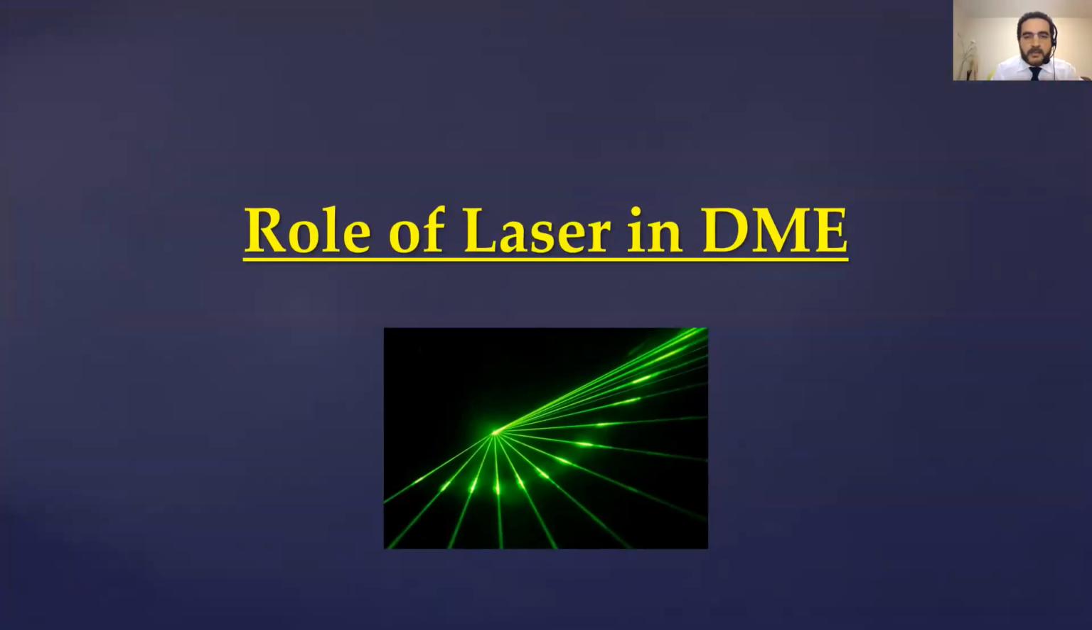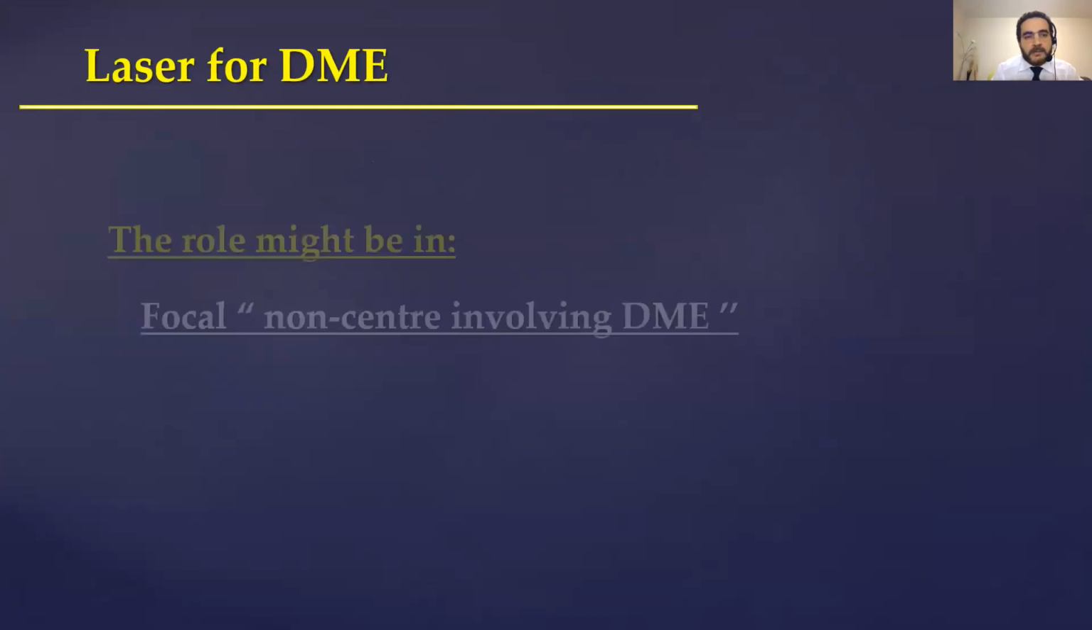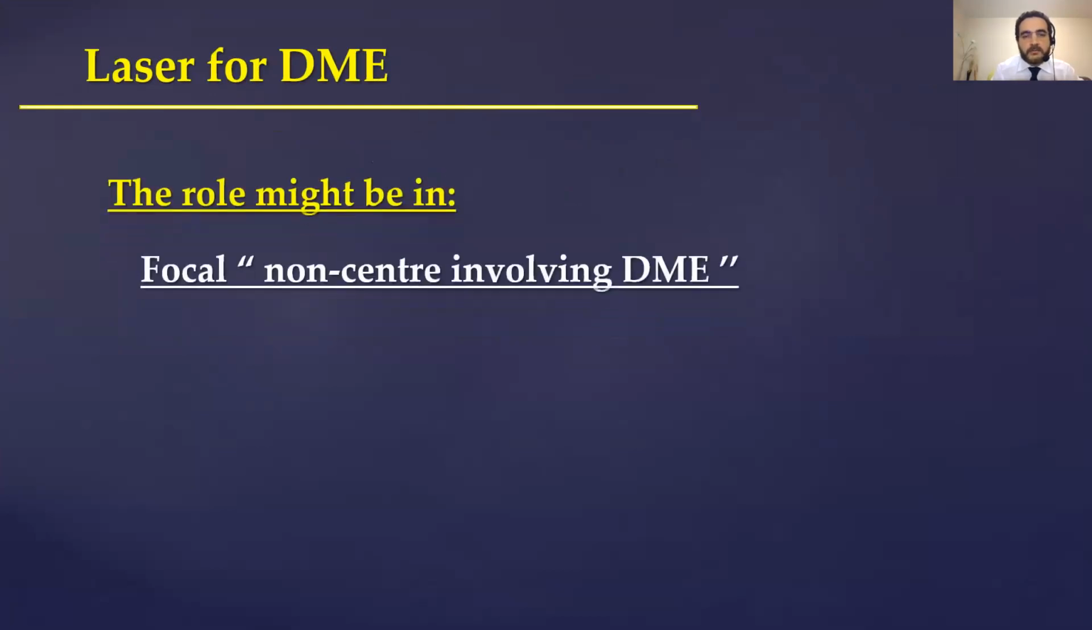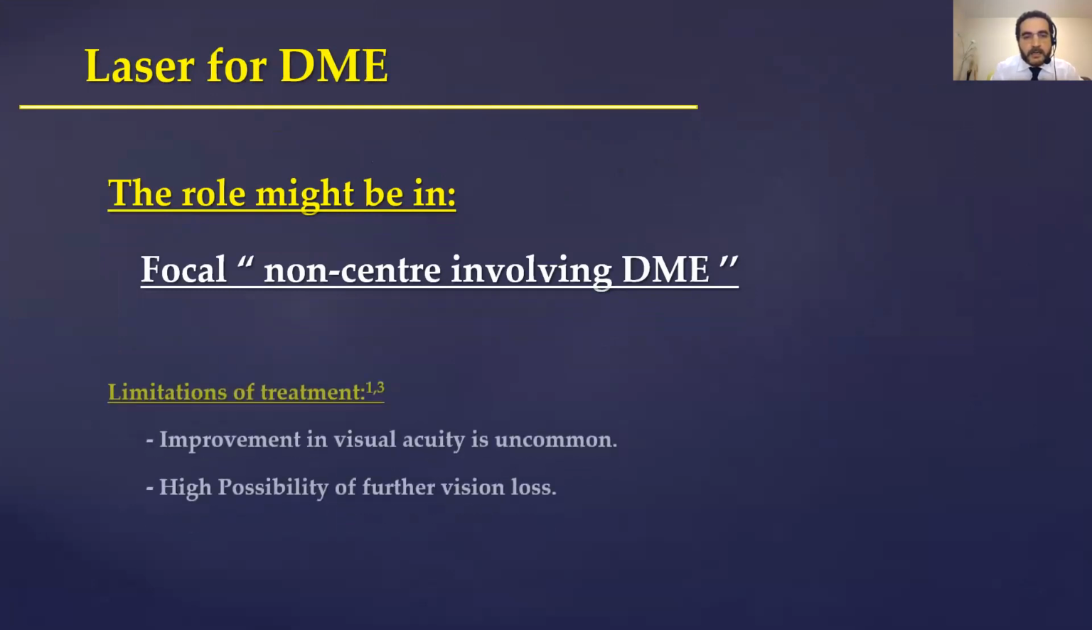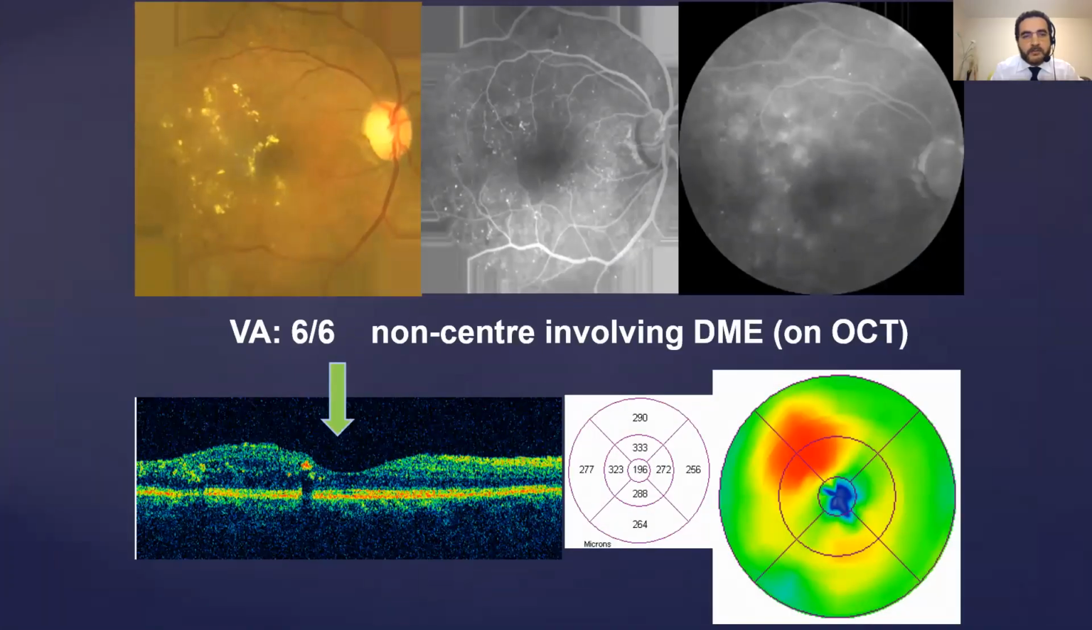Going to the laser, I think all agree now that laser photocoagulation is limited only to focal, non-central DME, because most of the studies showed that macular grid or macular laser does not have any benefit compared to intravitreal injection. For example, a patient like that with 6/6 vision, non-central involved macular edema with a focal leakage, the only option is laser, because no one can inject a 6/6 eye.